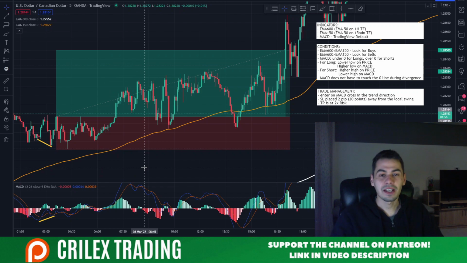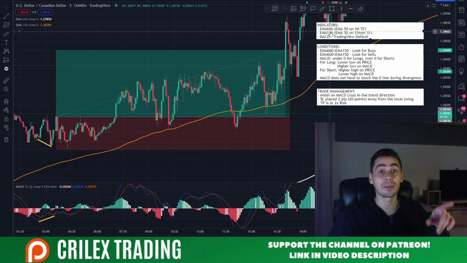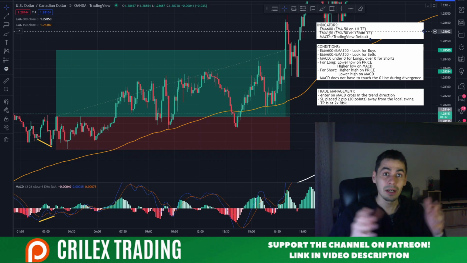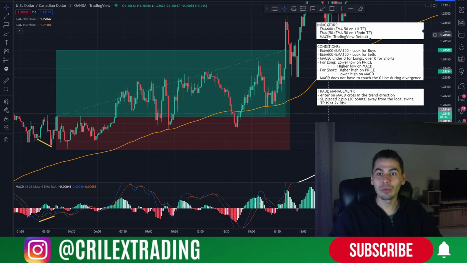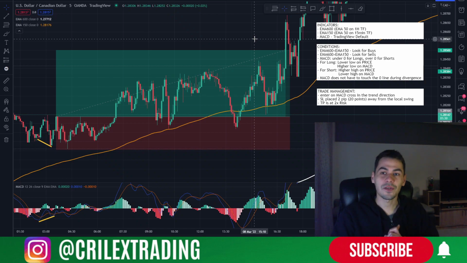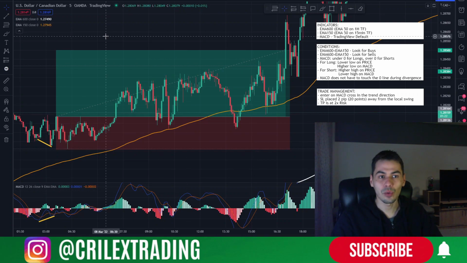In terms of indicators, we will be using the 600 EMA on the 5-minute time frame, which is the equivalent of the 50 EMA on the 1-hour time frame. If you want, you can use the multiple time frame indicator, but I just like my EMAs to look smoother, so the value is the same. That's your pick. We will also be using the 150 EMA, which stands for the 50 EMA on the 15-minute time frame, and the default MACD indicator from the TradingView app.